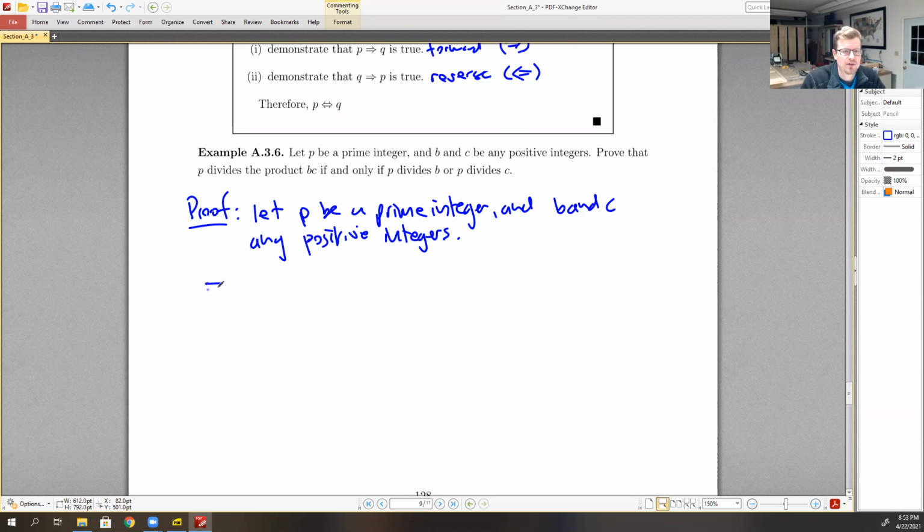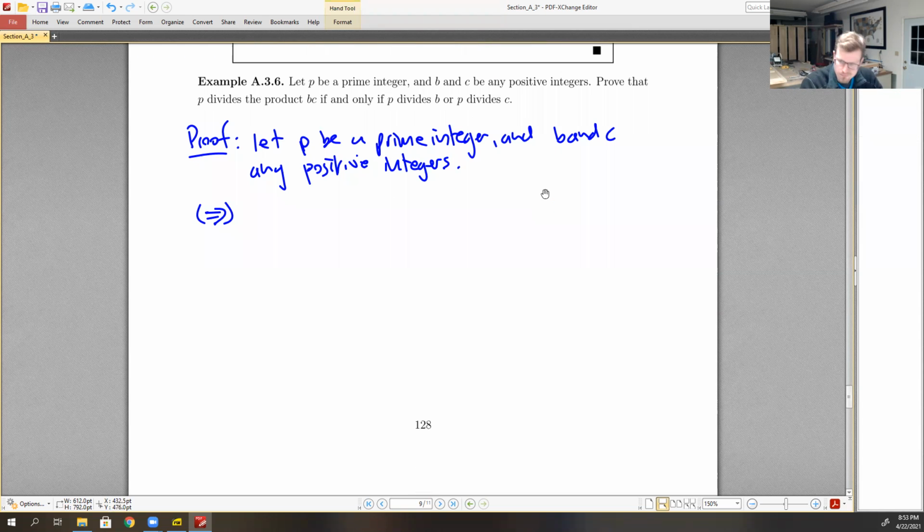So now if I want to prove the forward direction, that is, if P divides the product, then P divides B or P divides C. Proving this direction is a little bit lengthy. It takes a little bit of time to get through it. It'll be okay. It makes sense. We just have to break things down a little ways.